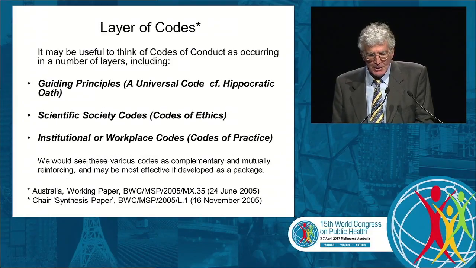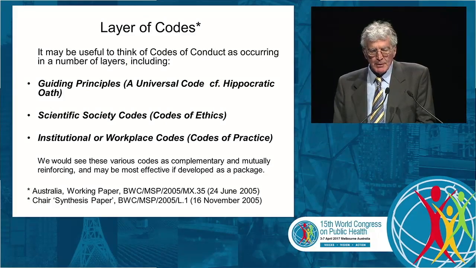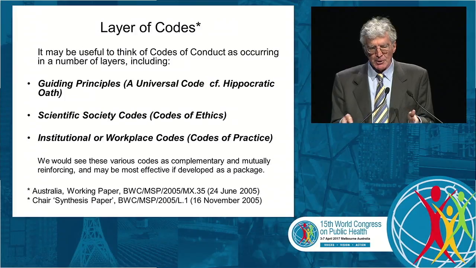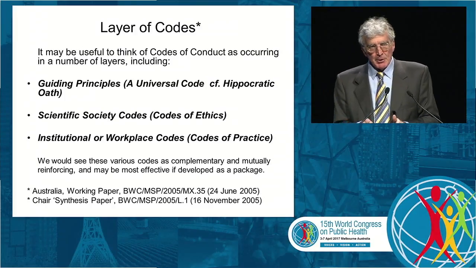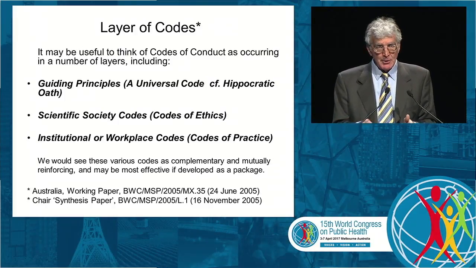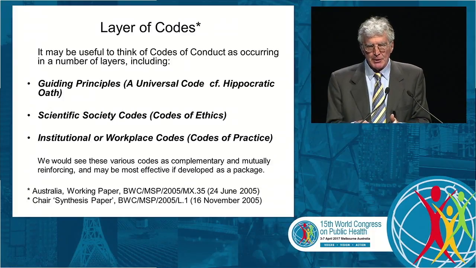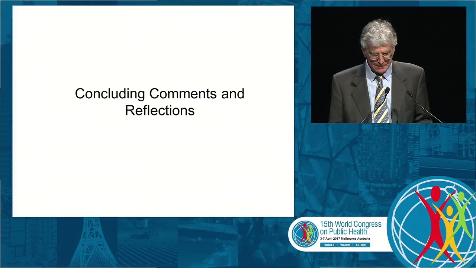Going back to 2005, we came up with the concept of layers of codes, like the Hippocratic Oath type code for medical people, which could also be applicable as a universal code for biological scientists. Elements of codes in scientific society codes, and also workplace codes where individuals in a workplace are obliged to have very strict rules on how to handle and use these pathogens.